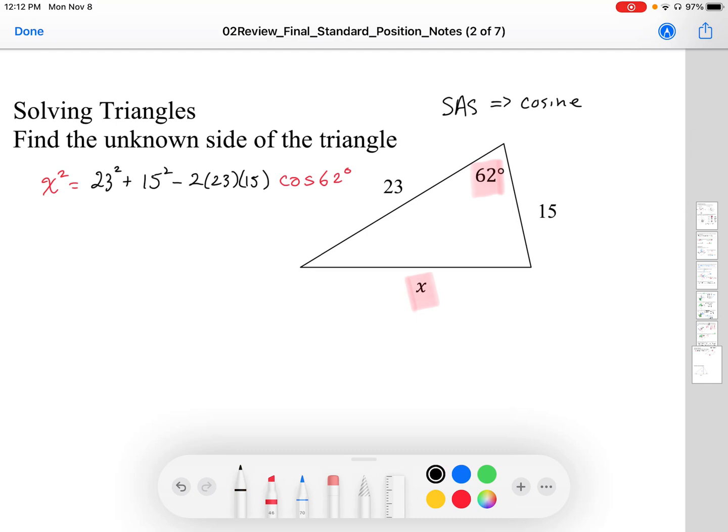Okay, so once we've established that, all we really need to do is calculate this value. So I'm just going to type this all into my calculator here. So I'm going to end up with 23 squared plus 15 squared minus 2 times 23 times 15, and then times that by cosine of 62 degrees, and we end up with 430.06. So x squared is 430.06, and then we're going to square root that to get the solution. So square rooting that value, we end up with 20.74. So x is 20.74.